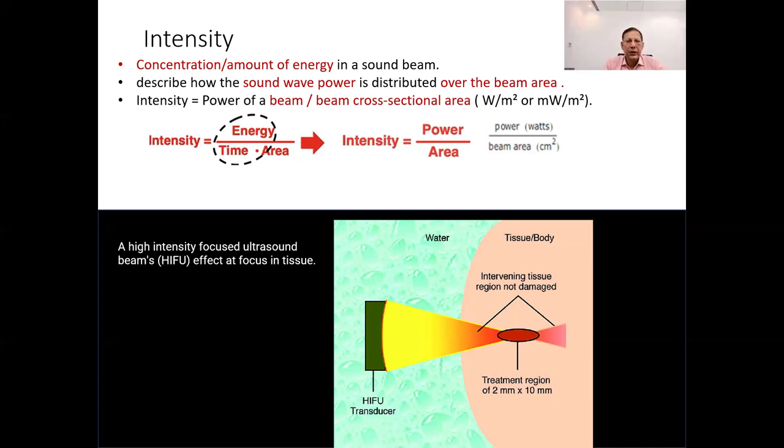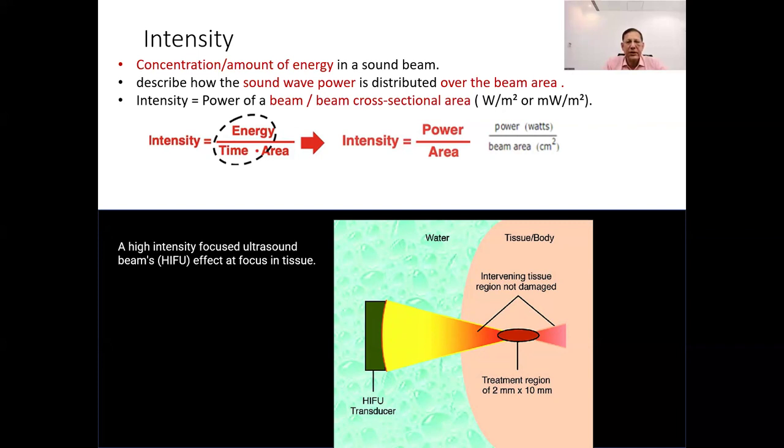Talking about the unit of intensity, it is typically measured in watts per square centimeter or milliwatts per square centimeter. This tells us how much power is being applied over a specific area. Watts from power and square centimeters from beam area.